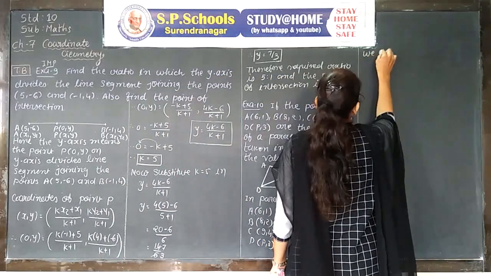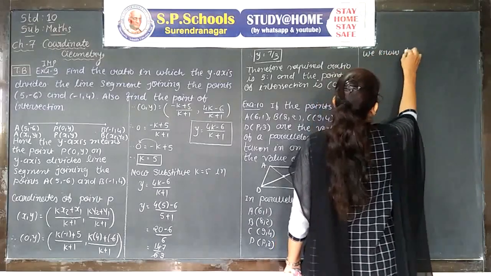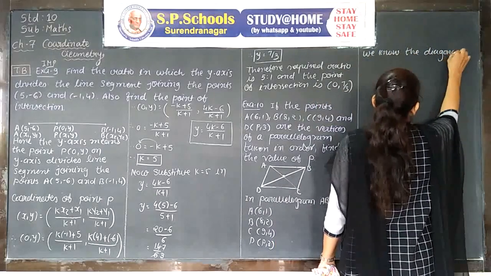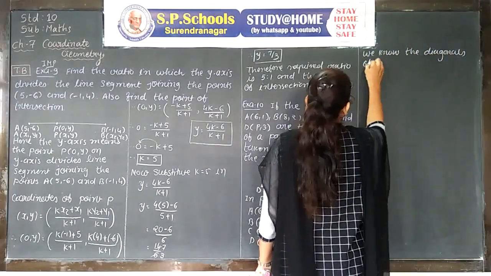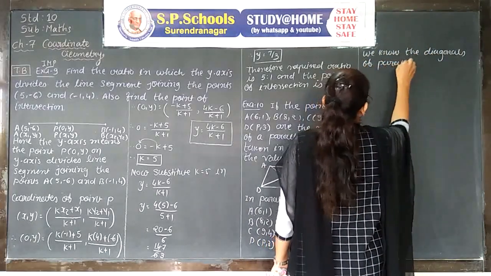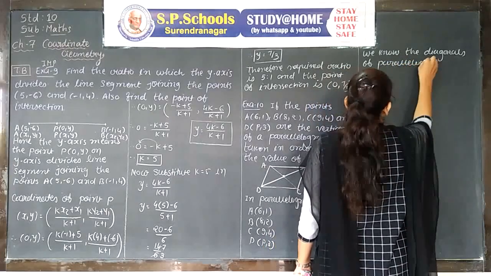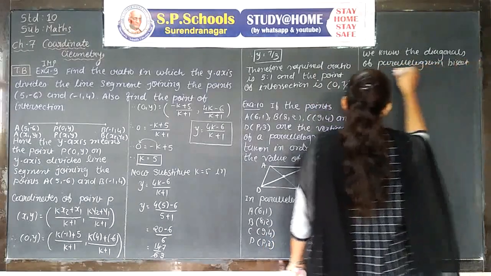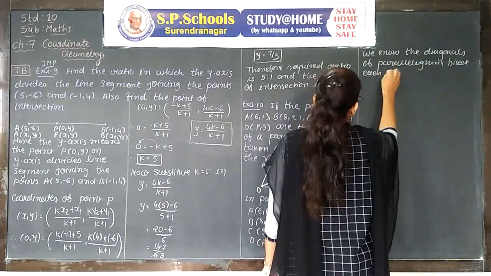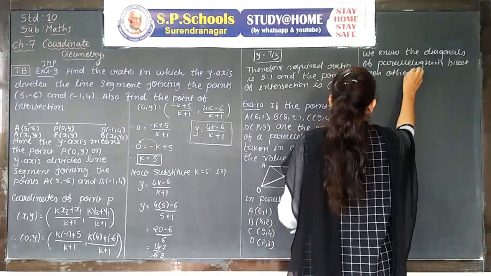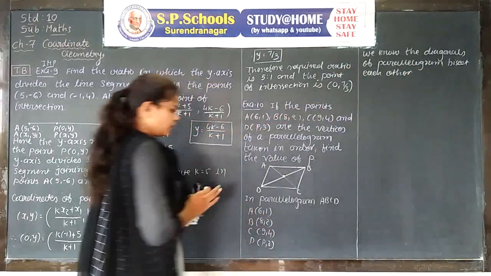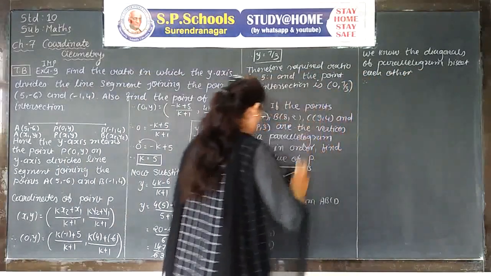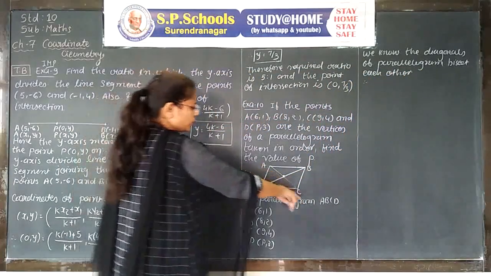We know the diagonals of a parallelogram bisect each other. Bisect each other means the midpoints of both diagonals are equal. That's why the midpoint of BD is equal to the midpoint of AC.